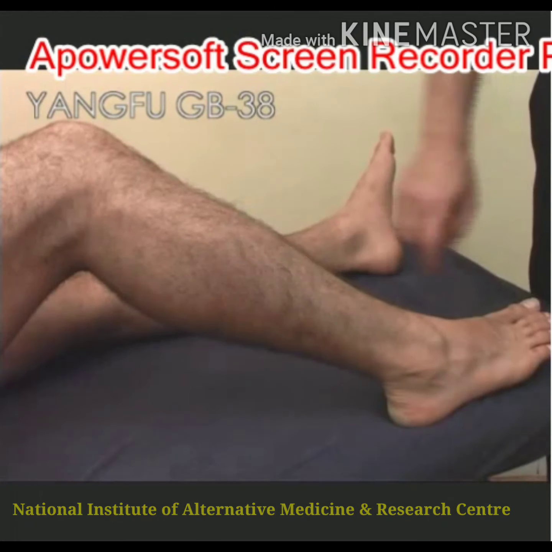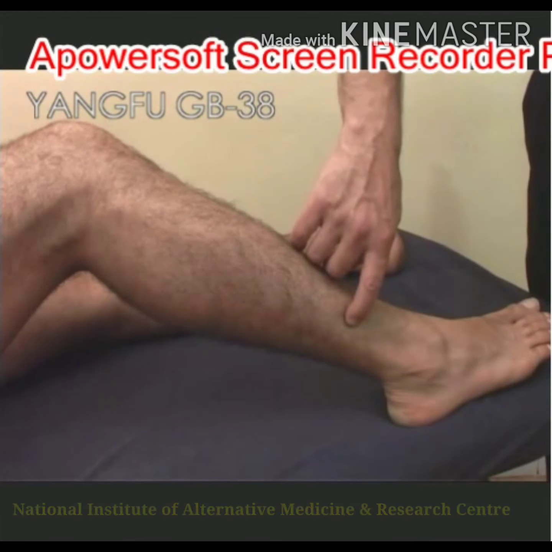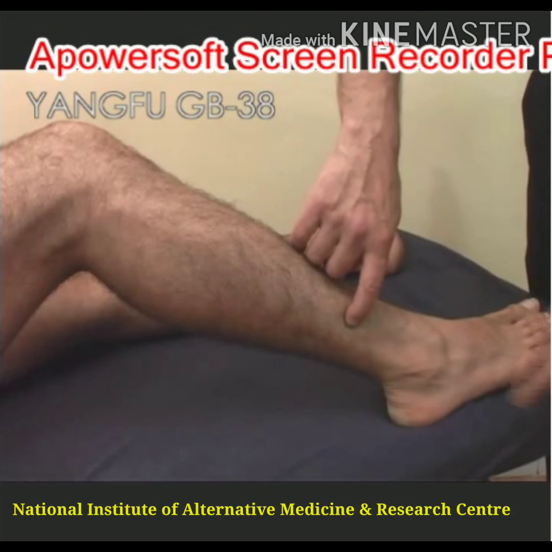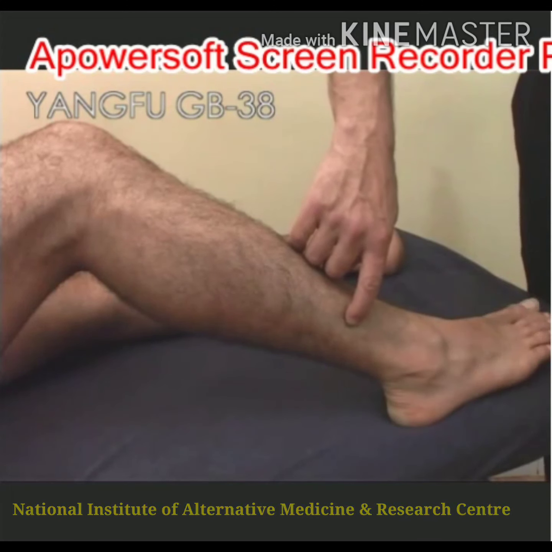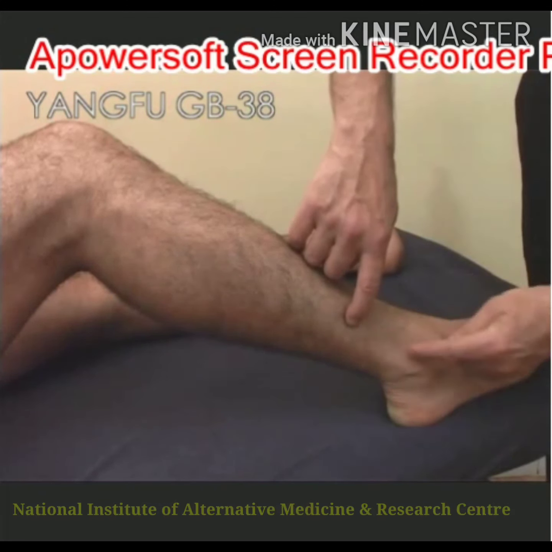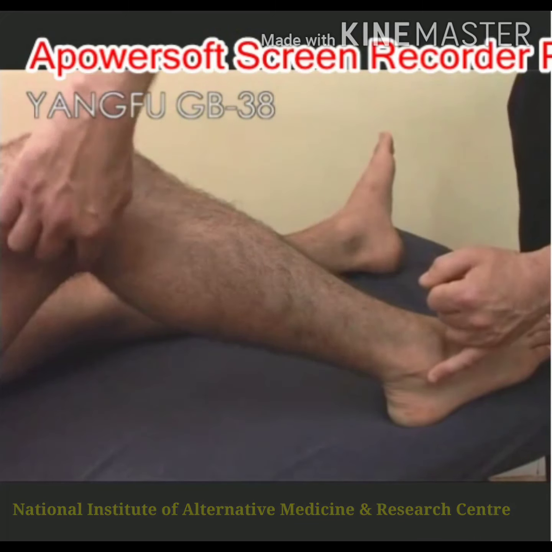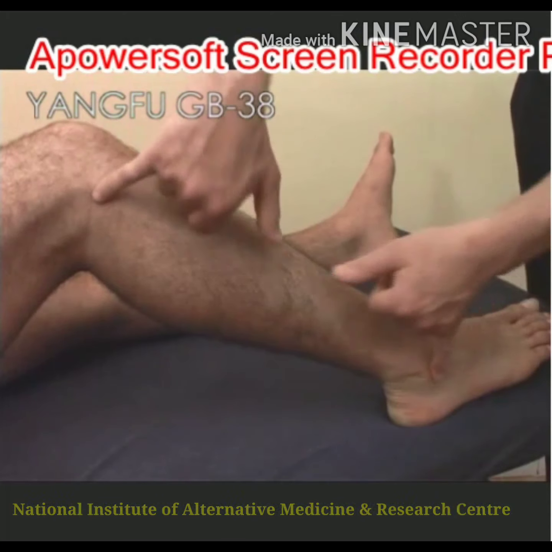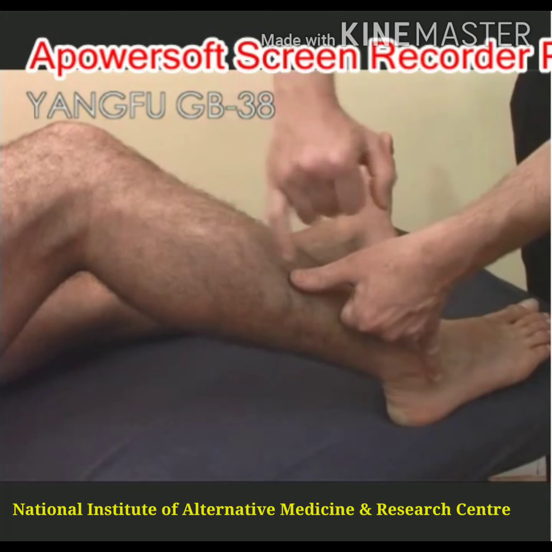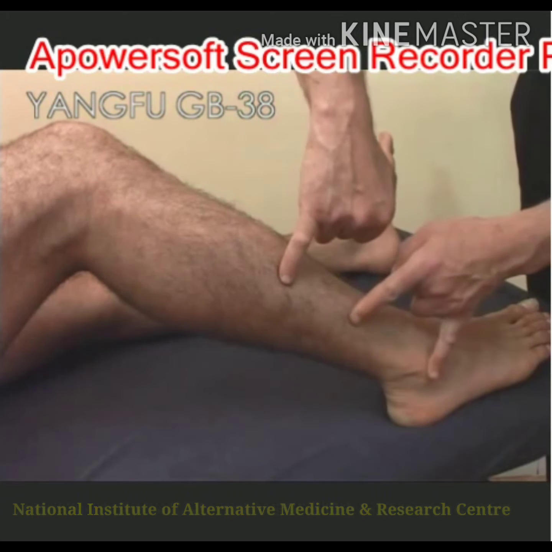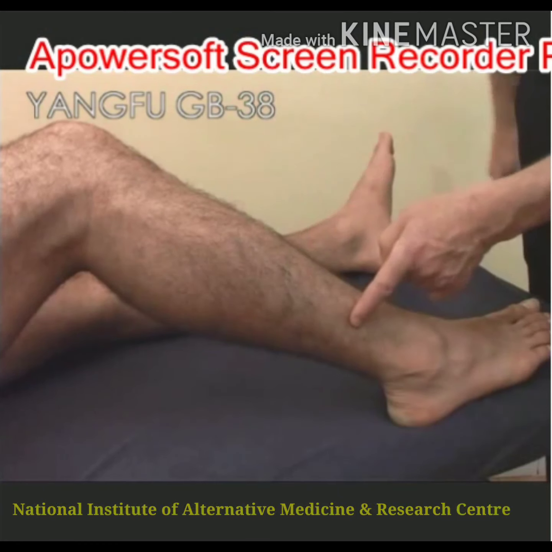Yang Fu, Gallbladder 38, is located on the lateral aspect of the lower leg, 4 cun superior to the prominence of the lateral malleolus, at the anterior border of the fibula. 1. The distance between the tip of the lateral malleolus and the popliteal crease is 16 cun. Locate Yang Fu, Gallbladder 38, at the junction of the upper 3/4 and lower quarter of this line.